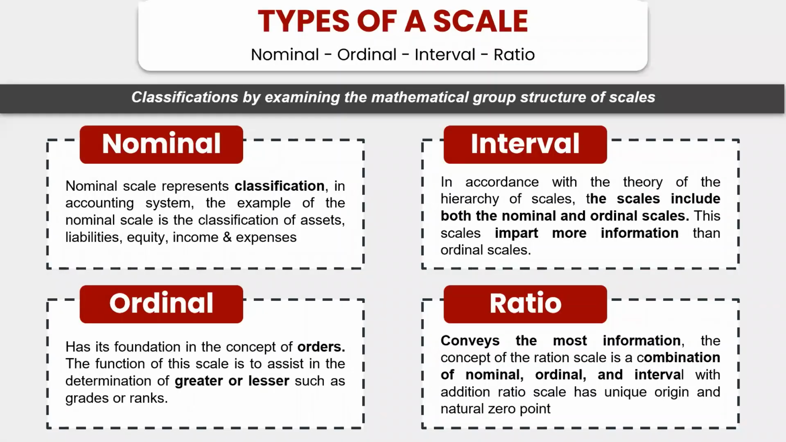The first scale is nominal scale, in which numbers are used only as a label. Because a number is only used as a label, it has no quantitative purpose and it simply represents a classification. A nominal scale itself is the most basic scale of measurement.